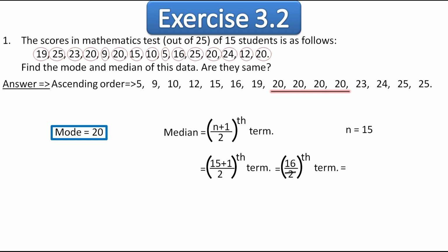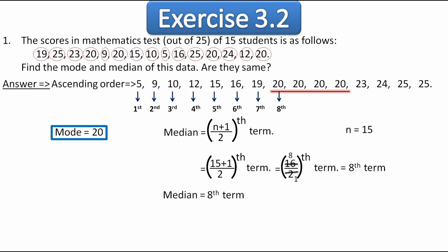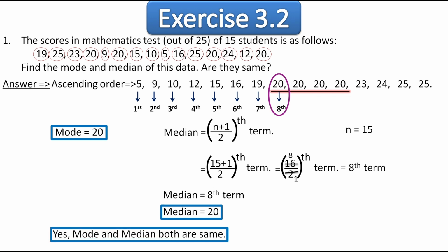So 2 ones are 2 and 2 eights are 16. So I got median as the 8th term. Let's check which one is the 8th term. So here first, second, third, fourth, fifth, sixth, 7th and 8th. So we have median as 20, because the 8th term is 20. Now they are asking us, are they same? Yes, mode is 20 and median is also 20. So mode and median both are the same.